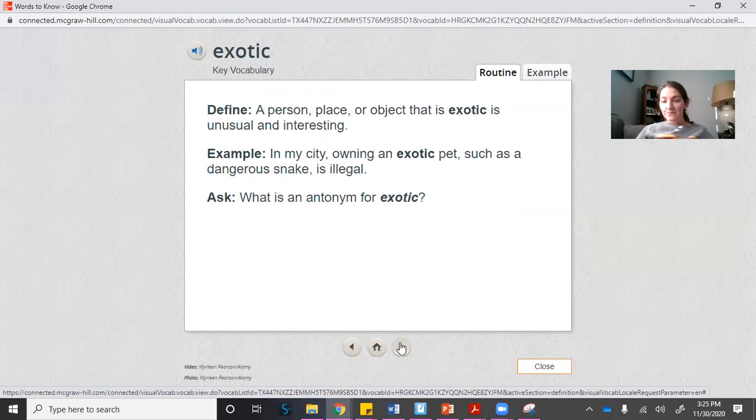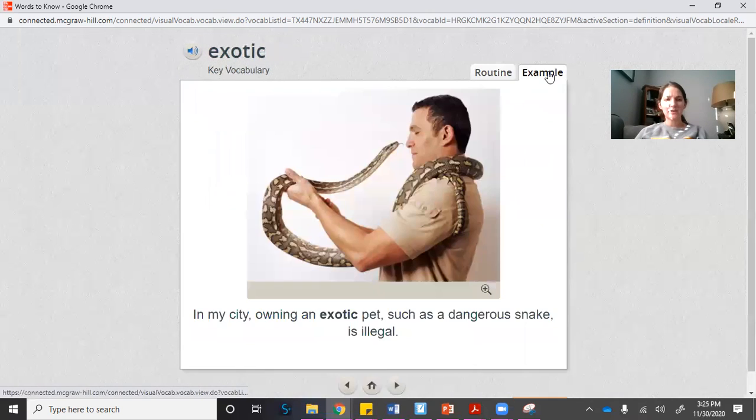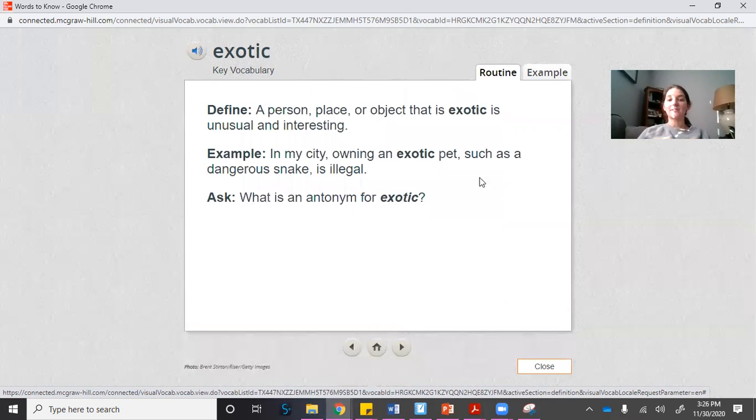Exotic would be the next one. A person, place, or object that is exotic is unusual and interesting. So in my city, owning, in Omaha, I believe it potentially could be a part of this. In my city, owning an exotic pet such as a dangerous snake is illegal. What is an antonym for exotic? Common would be probably the best way to describe it. So this would be considered an exotic animal. So a non-exotic animal or a common animal would be like a dog at home versus an exotic pet, which would be considered like a snake.